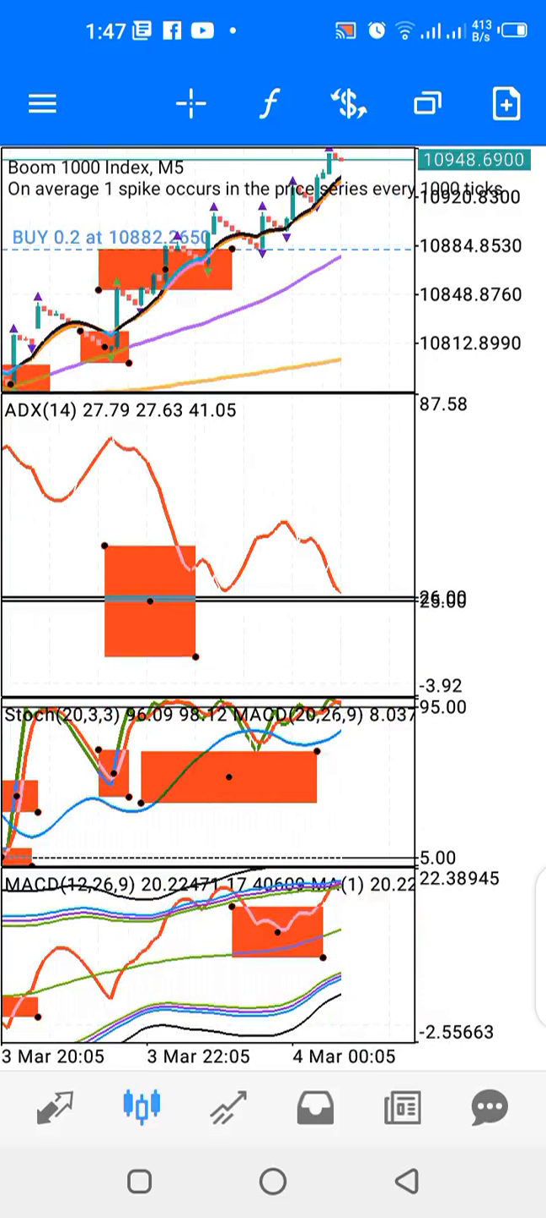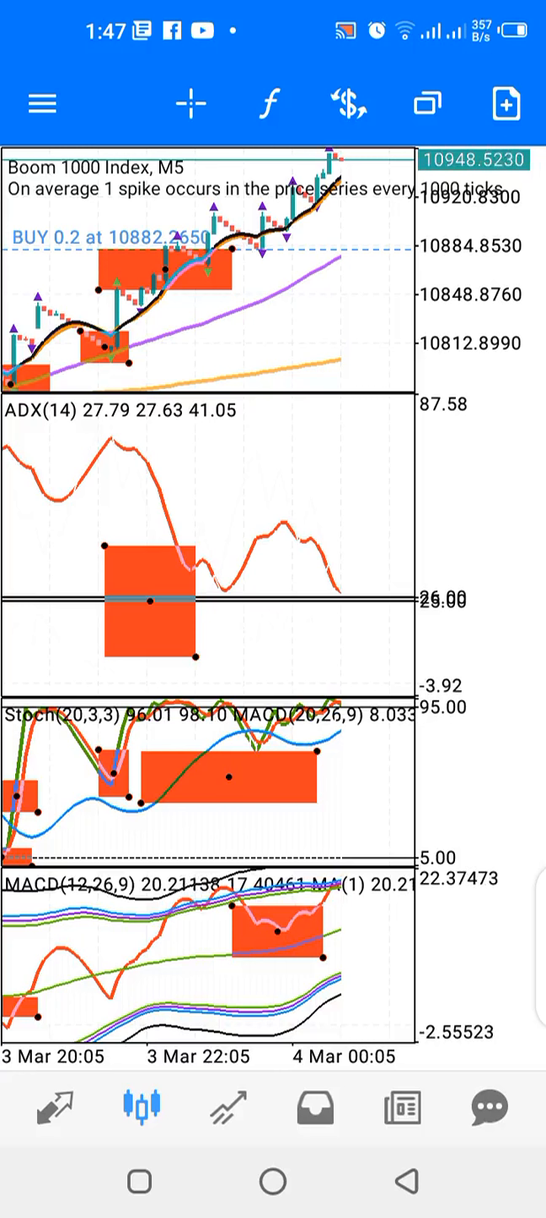Try it out on demo accounts. Don't try a new strategy on live accounts so that you don't lose your money. Make sure you understand it while practicing on a demo account. It is very, very important.